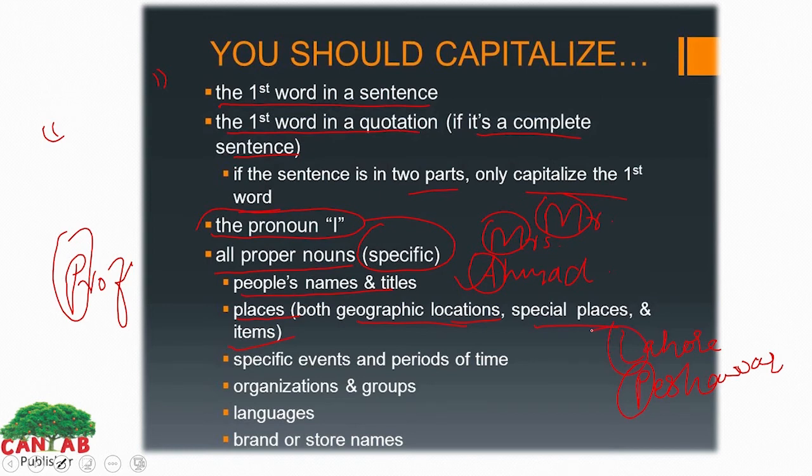Specific events and periods of time. Specific events like Eid al-Fitr. You can see the E here is capitalized. Languages like English, Urdu. Organizations and groups, any specific institution name. Your school name is a specific proper noun. You can always capitalize it. You have to. Brand and store names. So many brands we have nowadays, like Apple company. This is a brand name, so you have to capitalize this one, the A here.